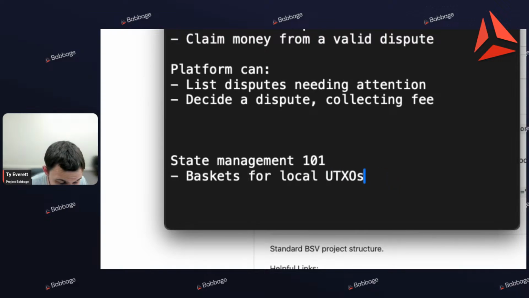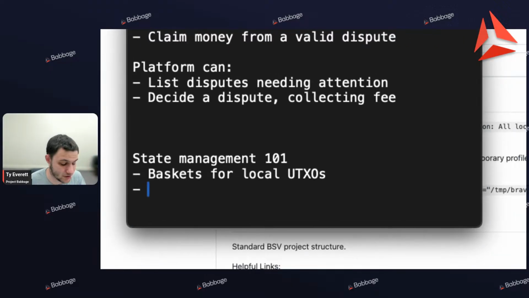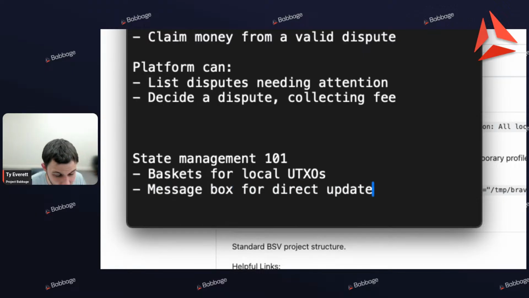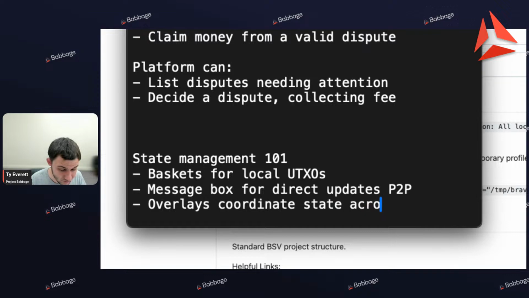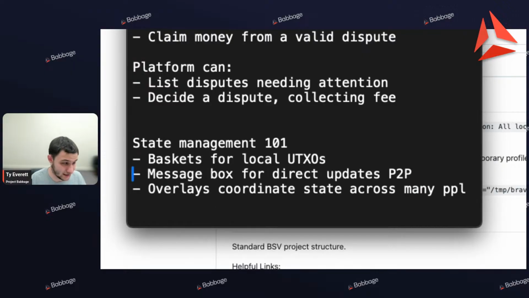Right? If you have a two-party system or direct updates, you could do it peer-to-peer. You could just send messages. And that's two parties. So you've got one party, two parties, and then you have overlays, to coordinate state across many people. So that's our state management 101 lesson. We basically want to use overlays when we have 3 people or more.